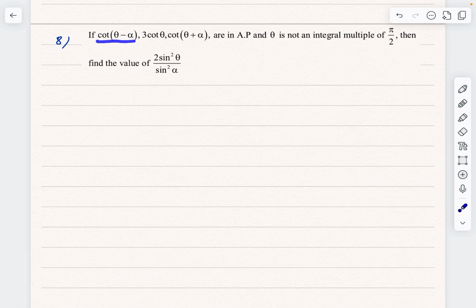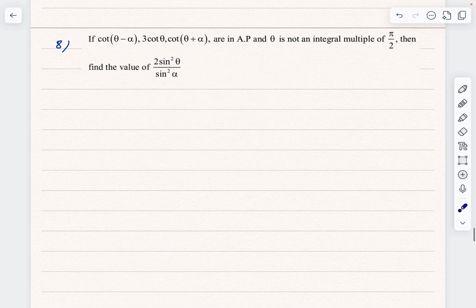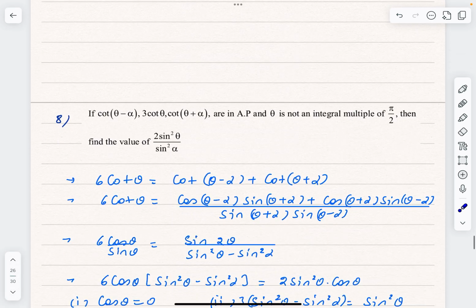If cot(theta minus alpha), 3 cot theta, cot(theta plus alpha) are in AP, and theta is not an integral multiple of pi by 2, then find the value of this expression. You can pause and give it a try. Let's start the discussion now.